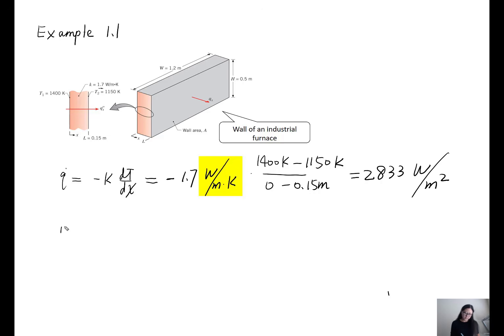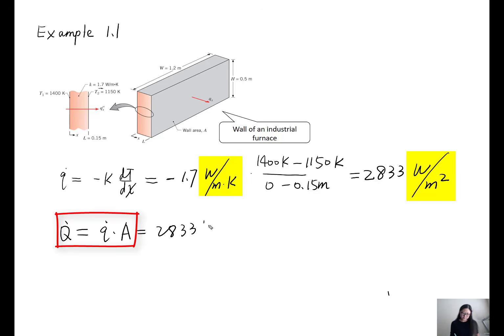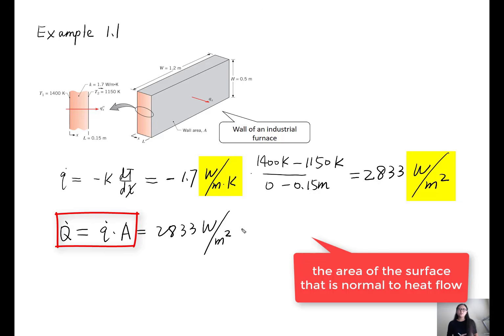Then let's find heat rate. Remember, heat flux is heat rate per unit area. So heat rate is just heat flux multiplied by area. Which area should we multiply by? In Fourier's law, we multiply by the area of the surface which is perpendicular to heat transfer direction. So we have temperature difference on this side, and this is the area which is perpendicular to heat transfer.